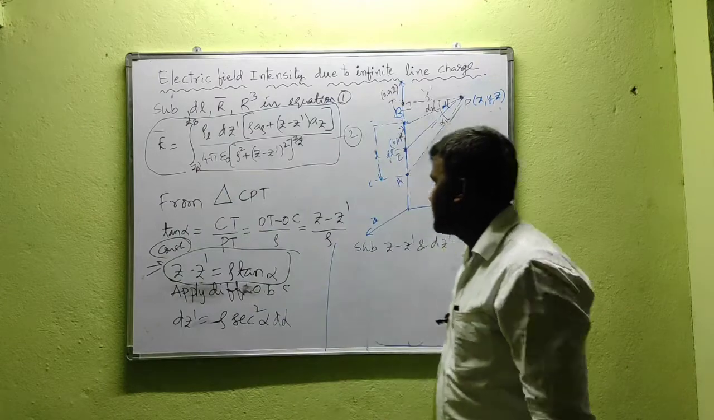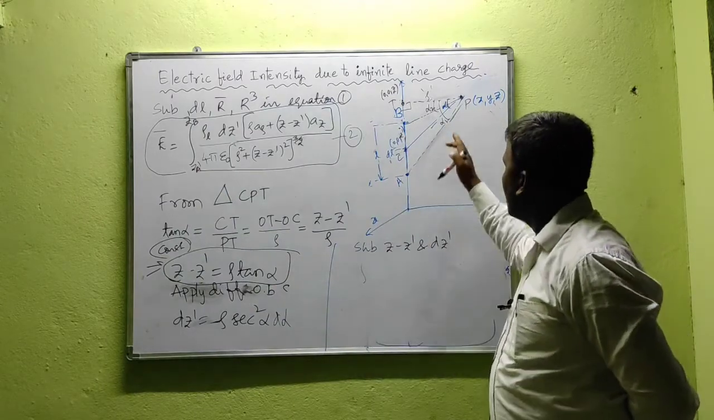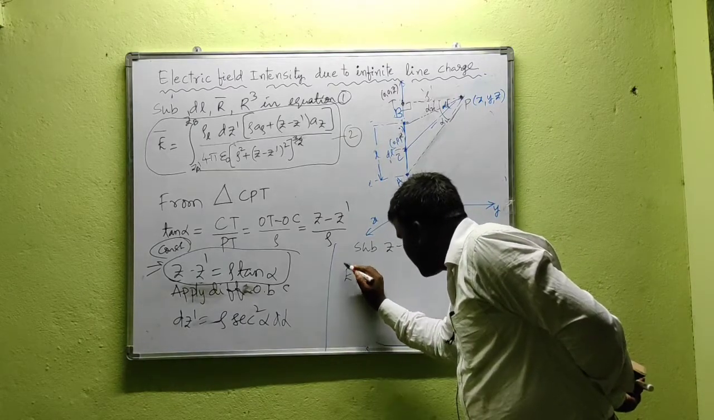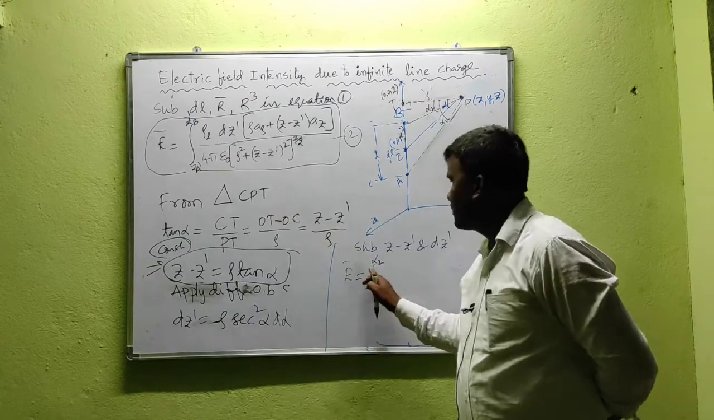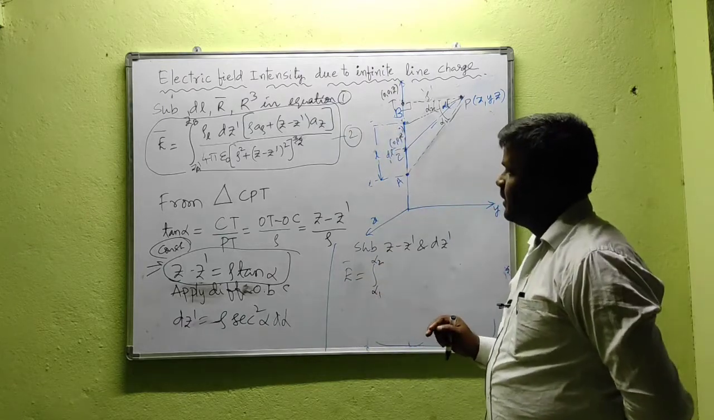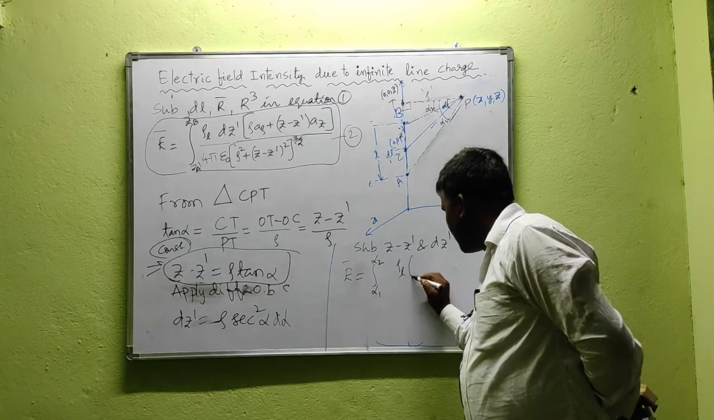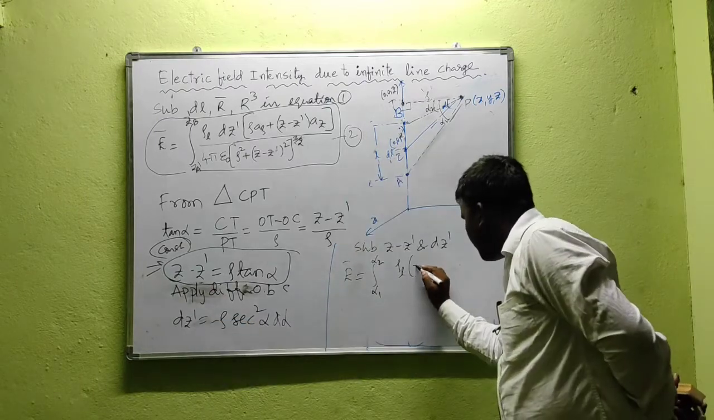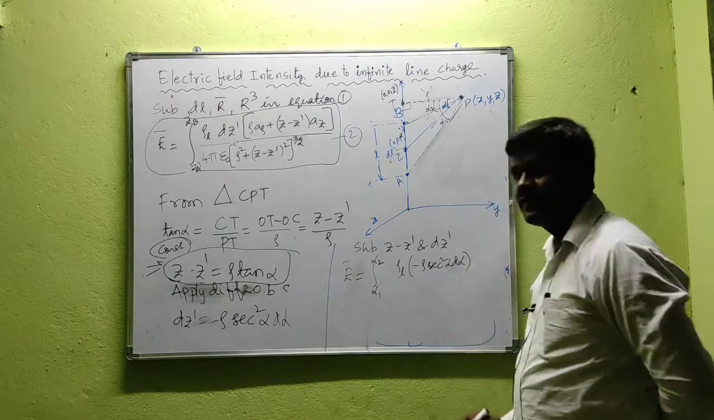First of all, limits are changing from ZA dash to Z dash to alpha 1 to alpha 2. So that means E equal to what? Integral alpha 1 to alpha 2, for ZA dash alpha 1, for ZB dash alpha 2, rho L. What about dz dash? That is dz dash is nothing but minus rho secant square alpha d alpha.